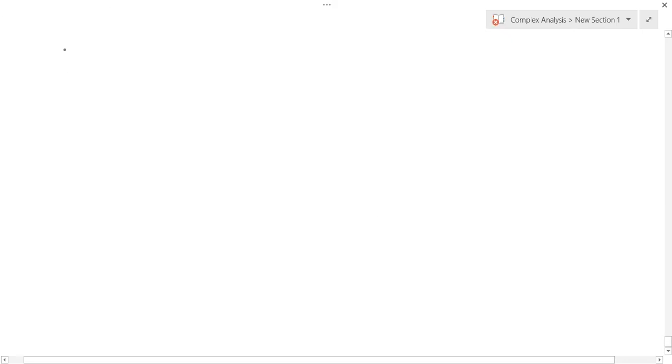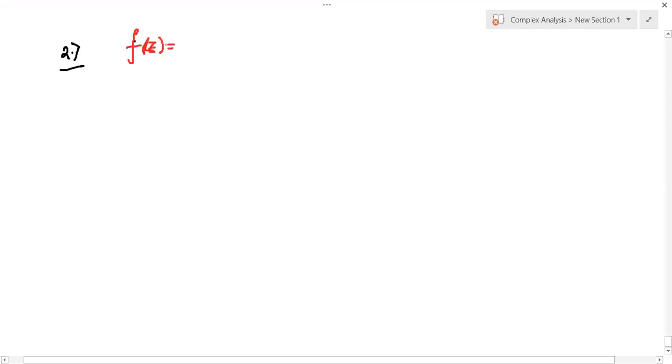Another example you can take. Let us take another example. Let's say f(z) is equal to, if I remember, z raised to power 5 divided by mod z whole power 4, for z not equal to 0. And if z is equal to 0, then it is equal to 0.